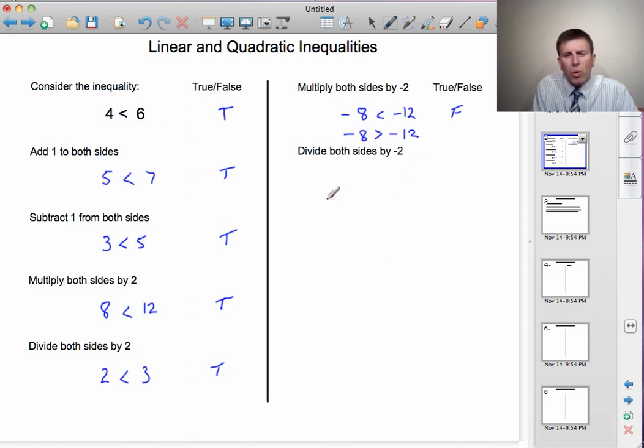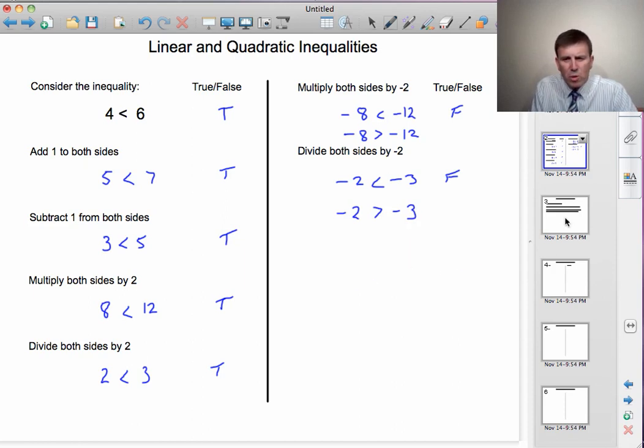What about dividing both sides by minus 2? 4 divided by minus 2 is minus 2. 6 divided by minus 2 is minus 3. Do we still have the left-hand side as less than the right? No, we don't. That is false. The inequality again has swiveled round the other way. Minus 2 is greater than minus 3.